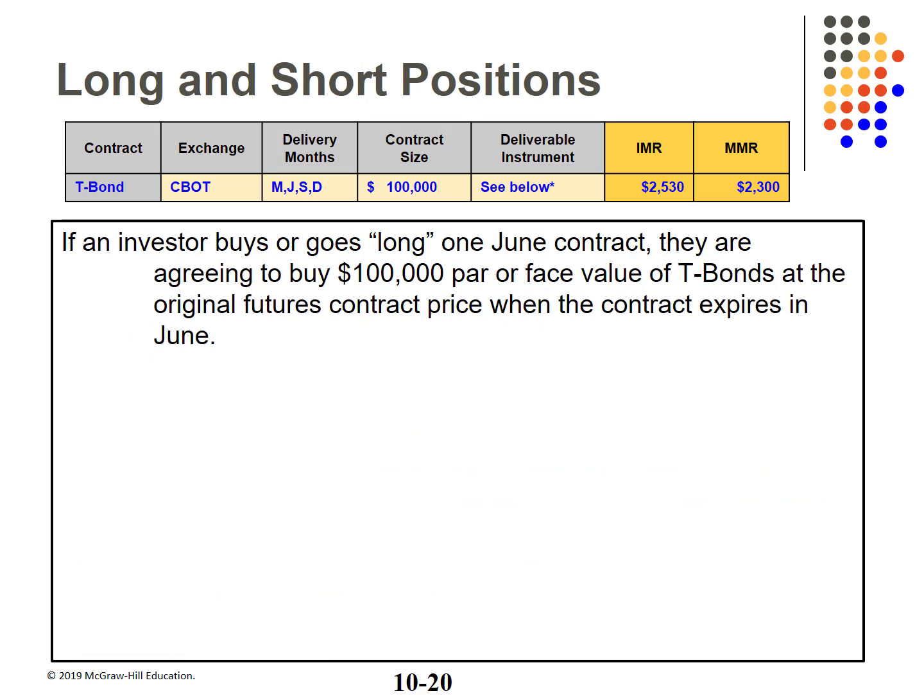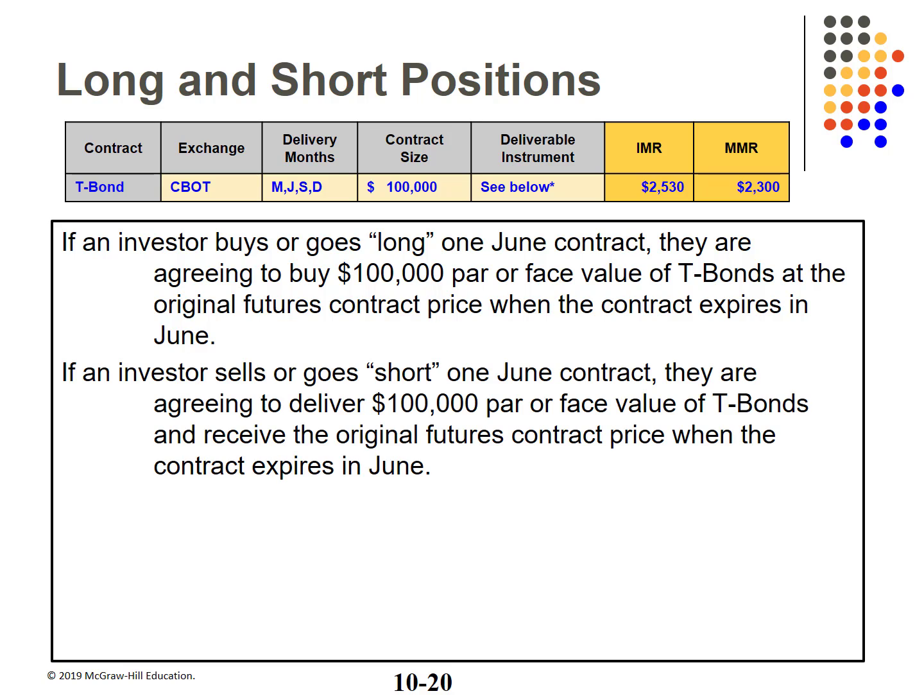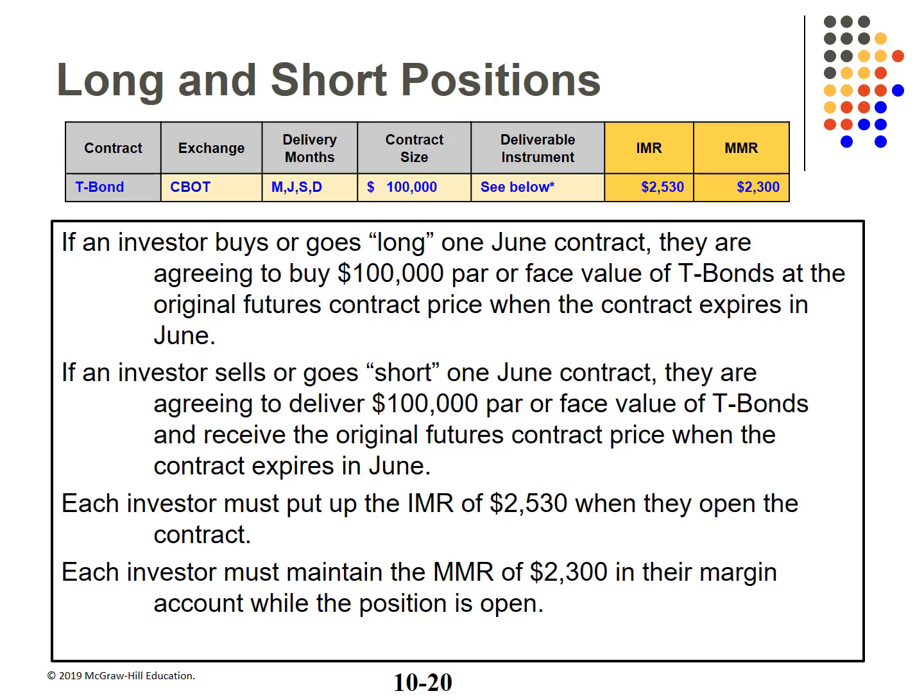An investor who buys this contract or goes long is agreeing to buy a $100,000 face value Treasury bond at the original price when the contract expires. Going short is agreeing to deliver a $100,000 bond at the expiration. Each investor has to put up initial margin of $2,530, and each investor must maintain the minimum maintenance margin of $2,300. The futures price is effectively updated with the daily marking to market.